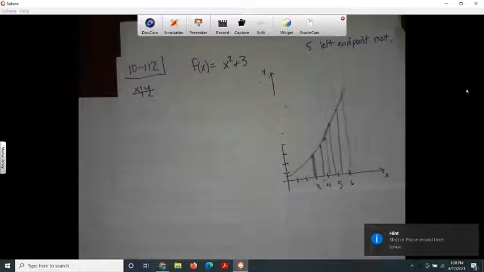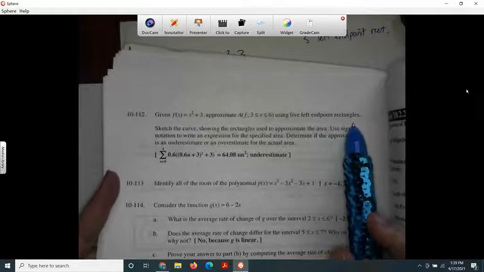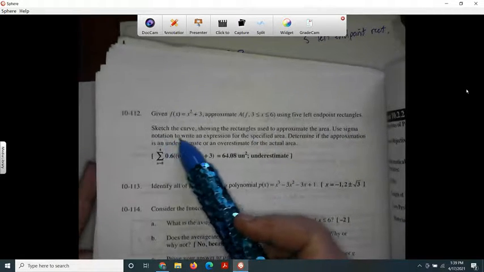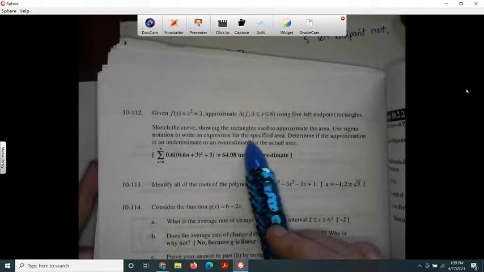Approximate the area under the curve for x's in between 3 and 6 using 5 left endpoint rectangles. So these are like Riemann sums. Sketch the curve, showing the rectangles used to approximate the area. Use sigma notation to write an expression for the specified area. Determine if the approximation is an underestimate or an overestimate for the actual area.